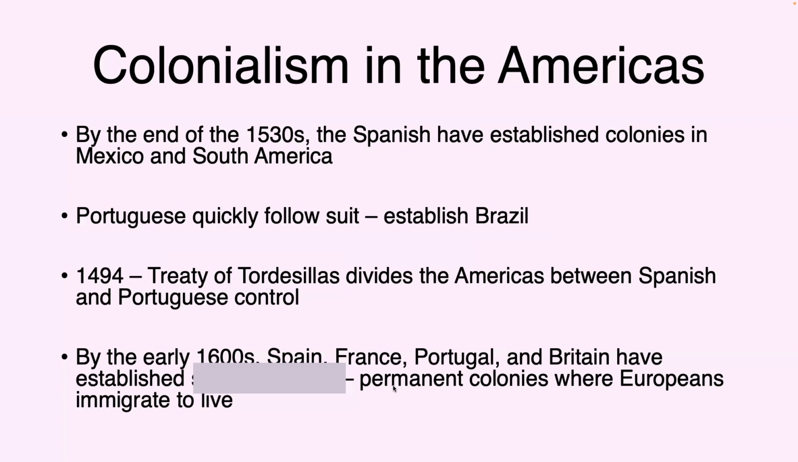So by the early 1600s, Spain, France, Portugal, and Britain have established settler colonies, meaning they have established permanent colonies where Europeans immigrate to live. And this creates the British colonies in North America, Spanish colonies, French colonies in what is now Canada, and Portuguese colonies in what is now Brazil.